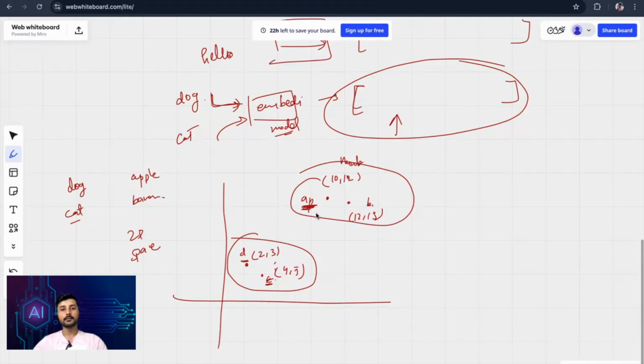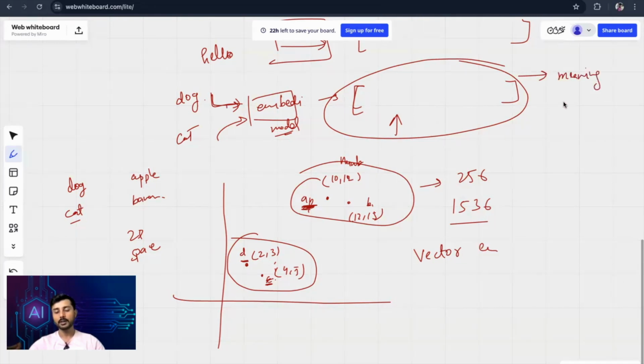In the real world, we don't represent it in just two dimensions. It is ideally represented in 256 dimensions. In some of the OpenAI models, they represent each and every word in 1536 dimensions to capture more and more meaning out of it. So this is what we call vector embeddings, converting the word into a vector such that it has some meaning associated with it. We can capture some meaning or some data related to it.